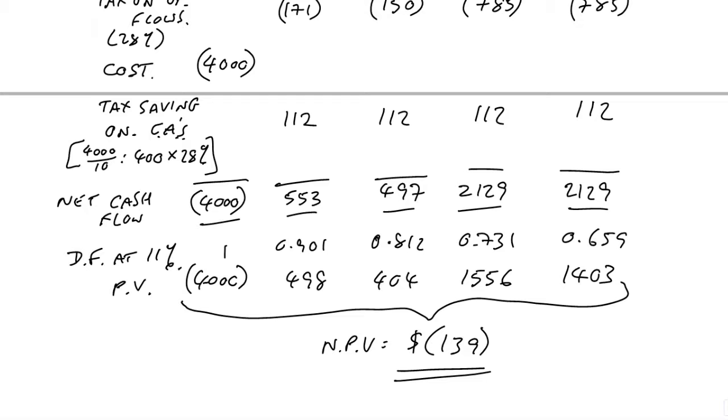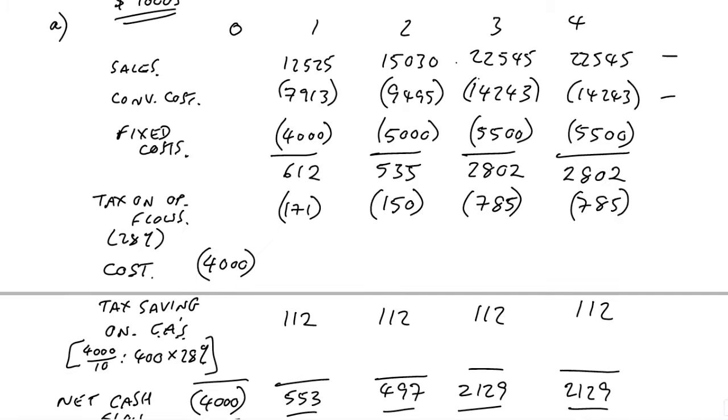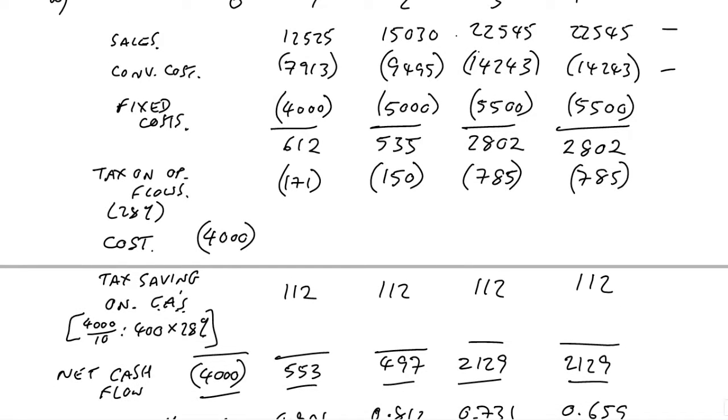But we are going to have to be careful, and this is the reason. I'll do it separately. You see, the sales will carry on at that level, 22,545. The conversion costs, 14,243. The fixed costs, 5,5. And so the operating profit will be 2,802, and the tax on it will be 785. And they'll continue in perpetuity.